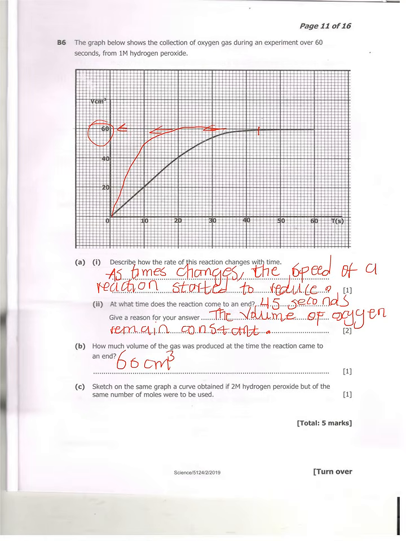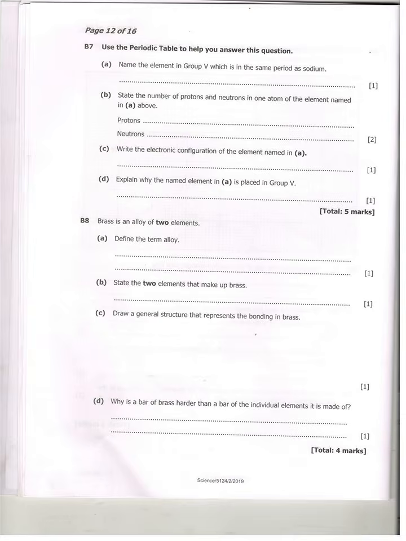Now let's move on to question 7. Use the periodic table to help you answer this question. So I have the periodic table here with me. Then question A, name the element in group 5 which is in the same period as sodium.